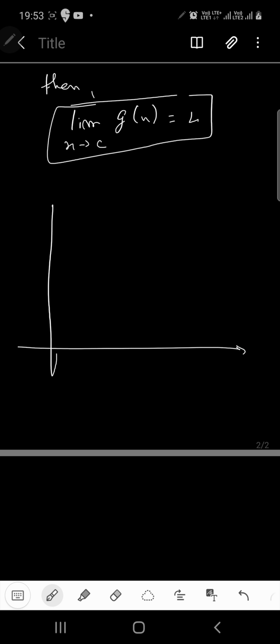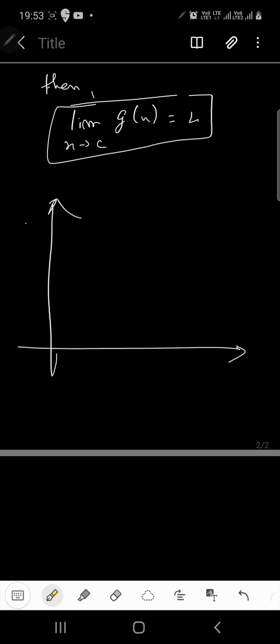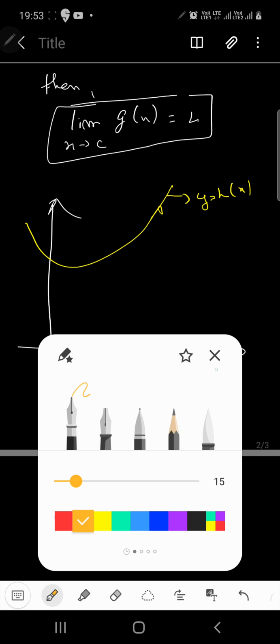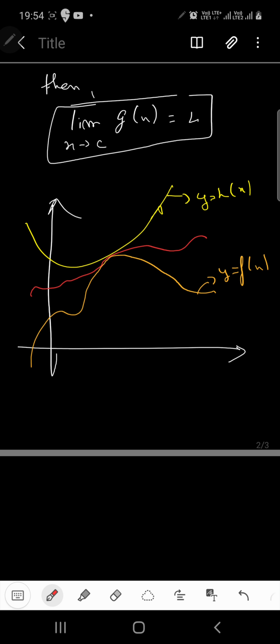So suppose we have this particular Cartesian plane and let us draw the functions. So let this be one function, say this is y equals h(x). Okay, let me change the color. Then I have a function say like this, and let this be y equals f(x), and let I have the last function, say like this, and this is y equals g(x).